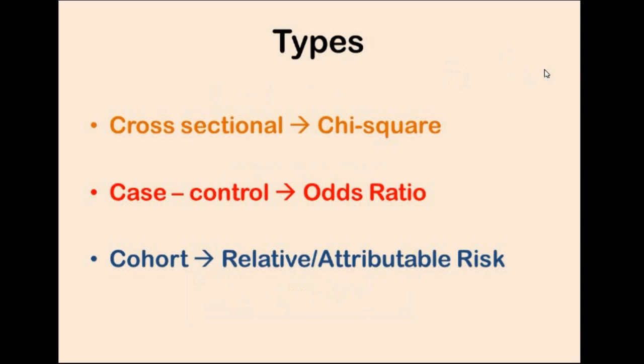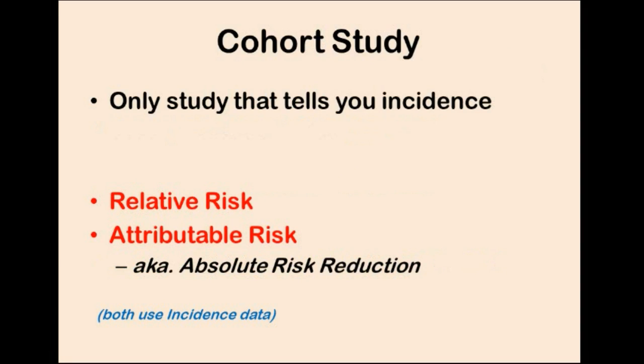The next type of study is a cohort study. This study uses relative risk and attributable risk to analyze its data. First thing you should remember is that a cohort study is the only study that tells you the incidence, and that's because it's the only study that is a prospective study, meaning looking into the future. So the two terms are relative risk and attributable risk. Attributable risk is also known as absolute risk reduction, and both of these risk values require incidence data for their calculation. That's why they're limited to cohort studies.